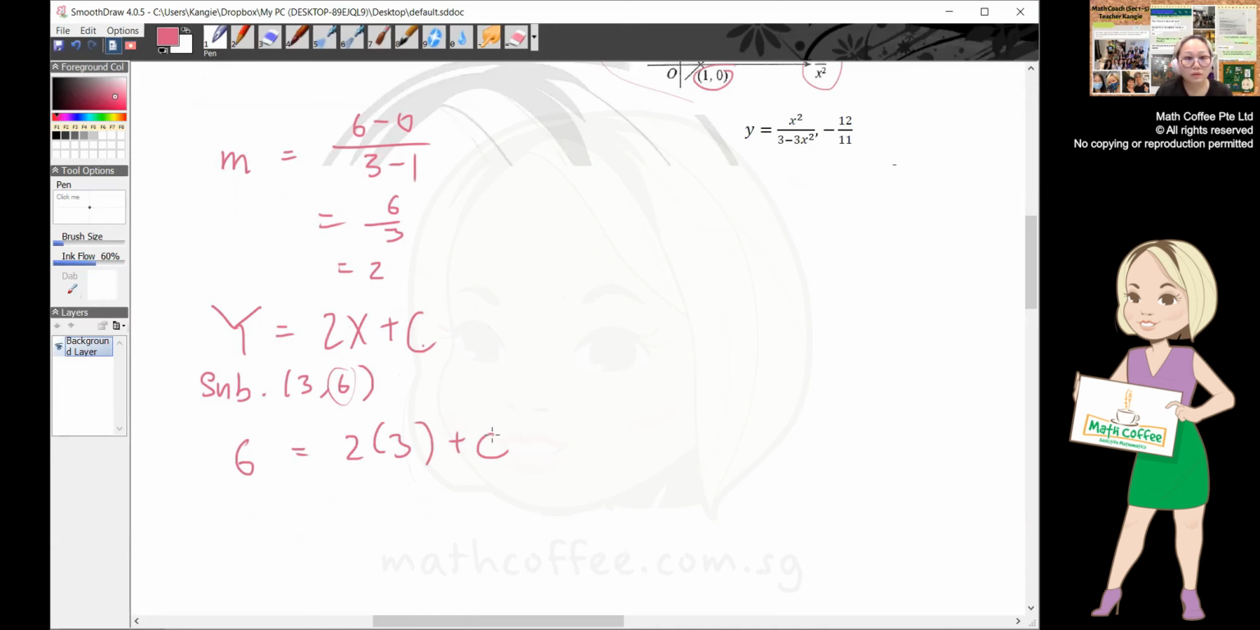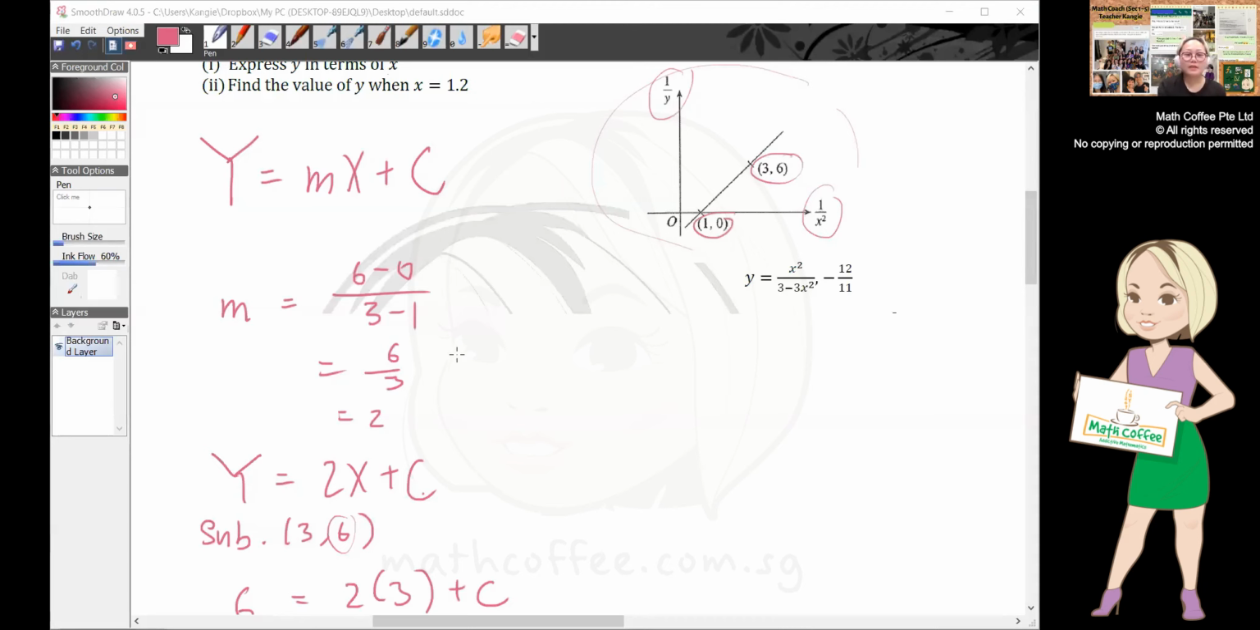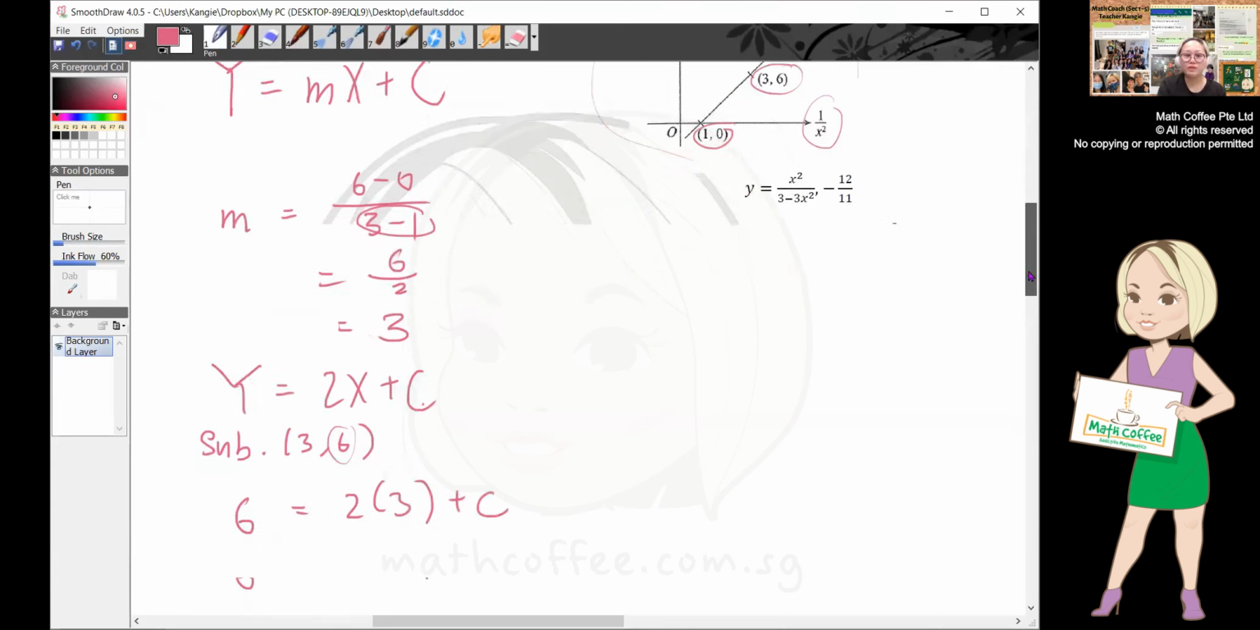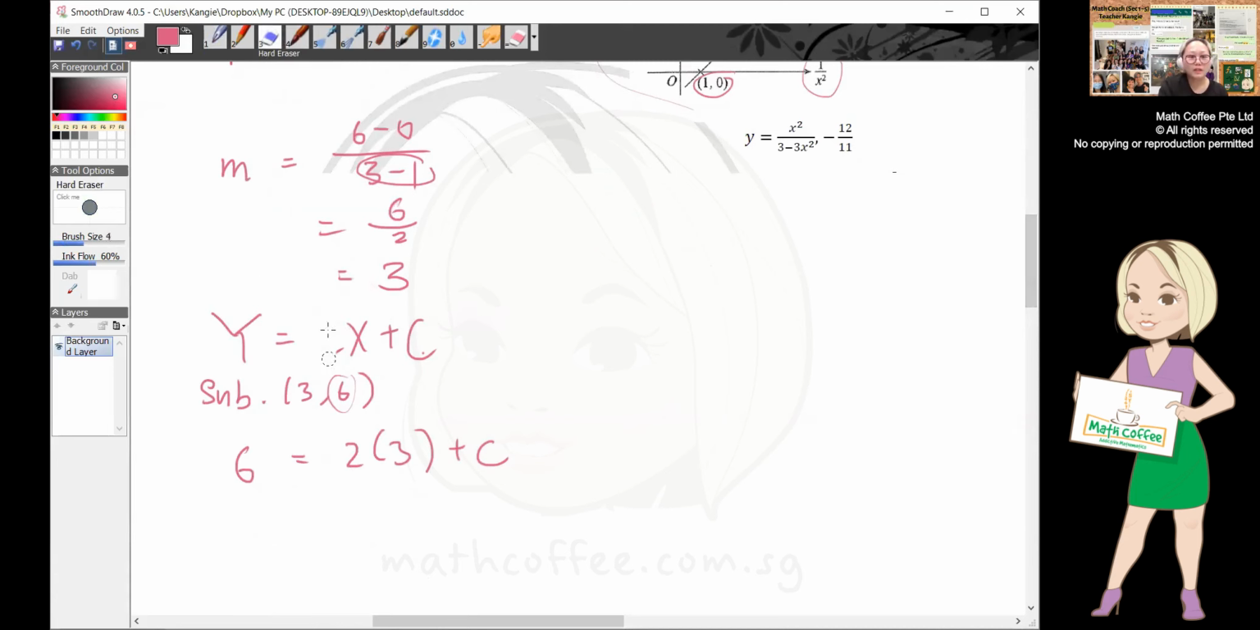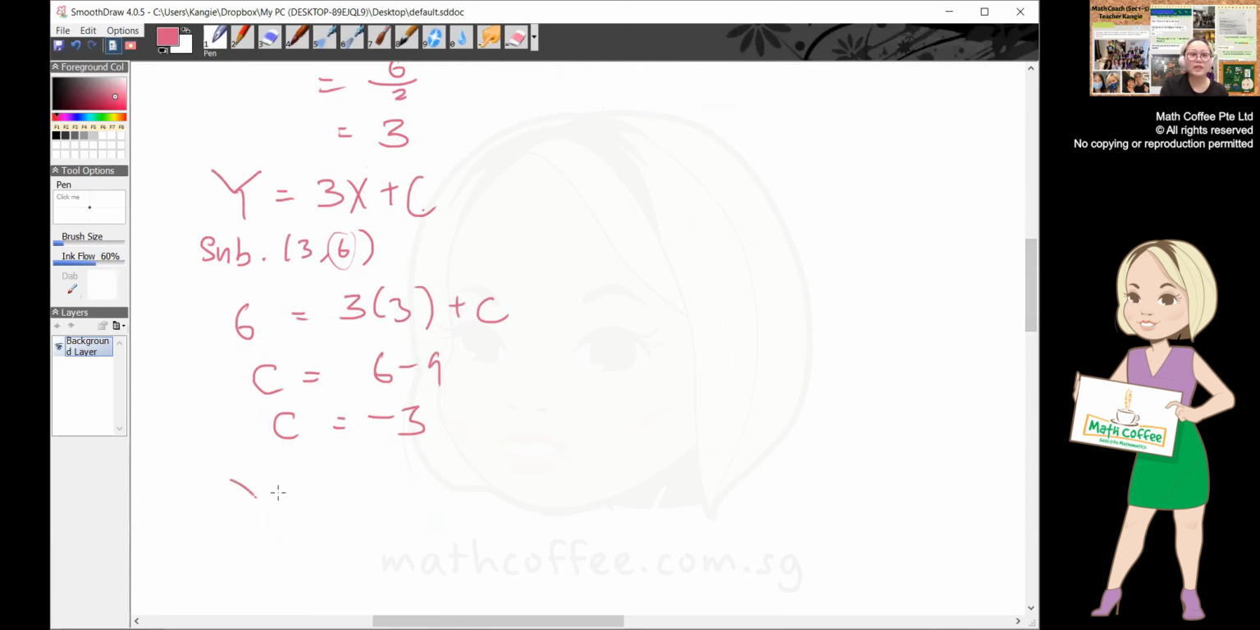Did I sub something wrong? Okay, my math's too powerful. 3 minus 1 is 2, not 3. So this will be 6 divided by 2. So my gradient should be 3. So over here, this one is 3, this one is 3. Okay, so now my c is equal to 6 minus 9, which is c equals minus 3. So now I know my full equation is Y equals 3X minus 3.